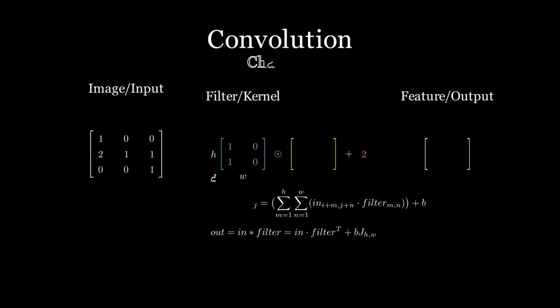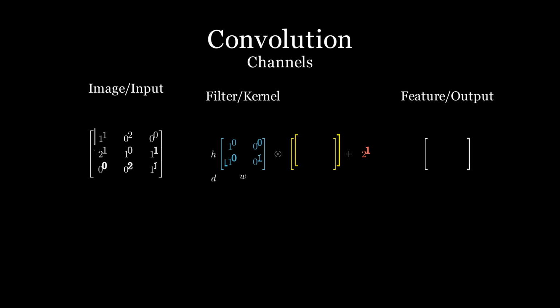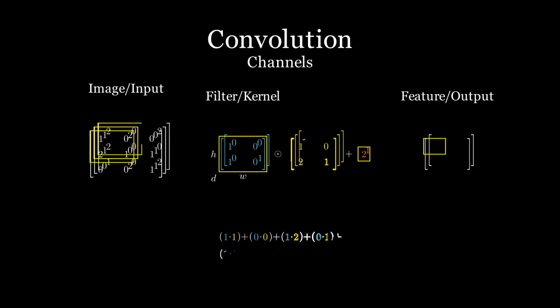To handle more complex data, convolutional layers can incorporate additional components. The first additional component is channels. These represent an additional dimension in the input. This can be used to handle RGB channels in an image.